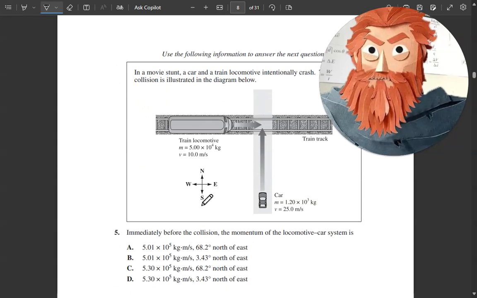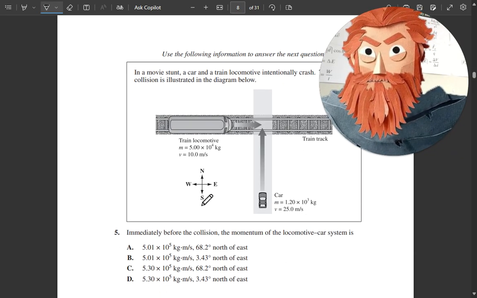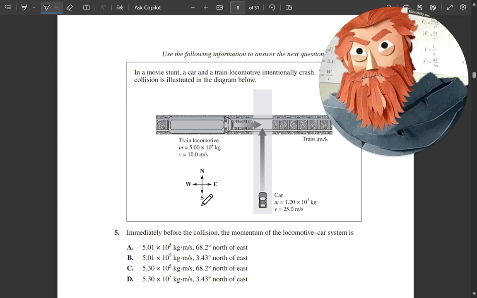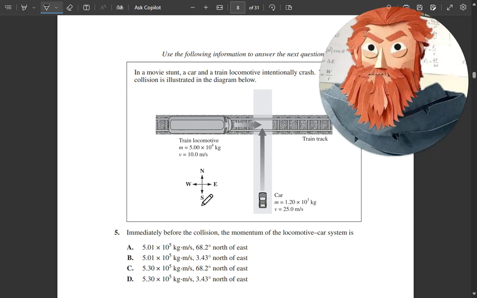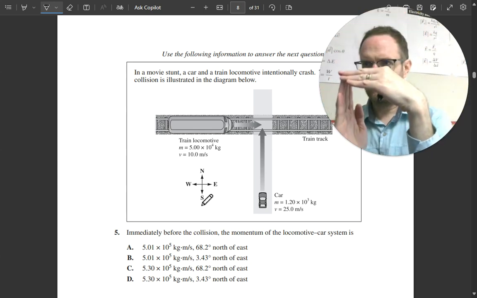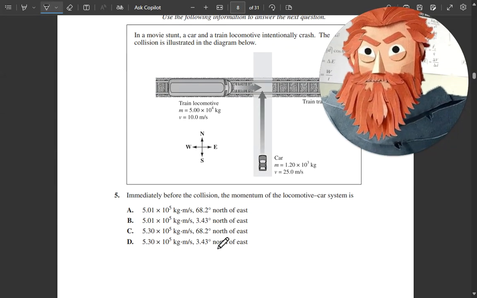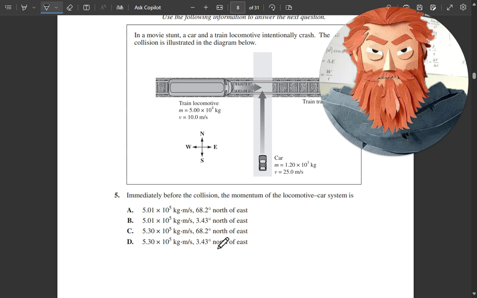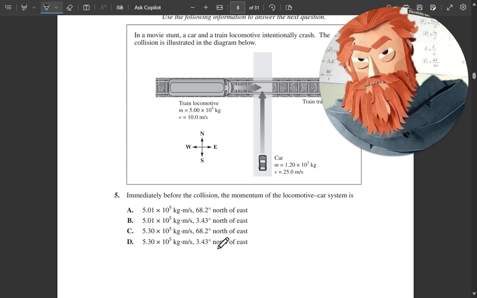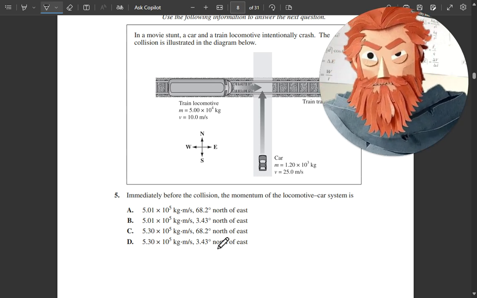Cool. So here we got two cars. Or not a car, I got a train and a car. They're going to come and collide into each other. Can I get this so my face disappears? Okay. And when they collide with each other, I just want to know what the total momentum of the system is afterwards or before, doesn't really matter. Immediately before, immediately after.